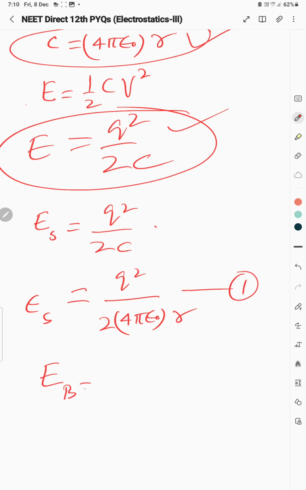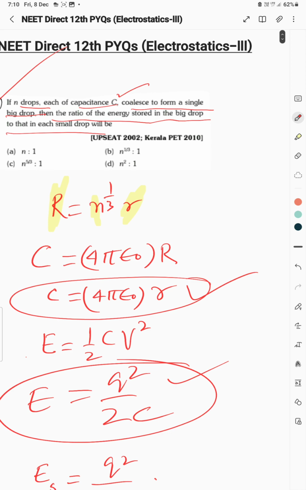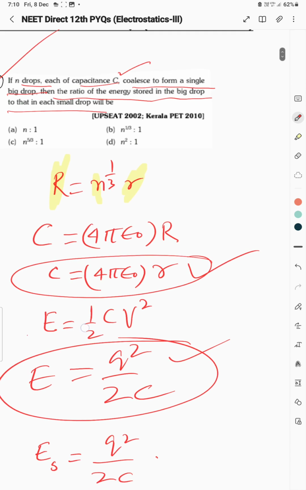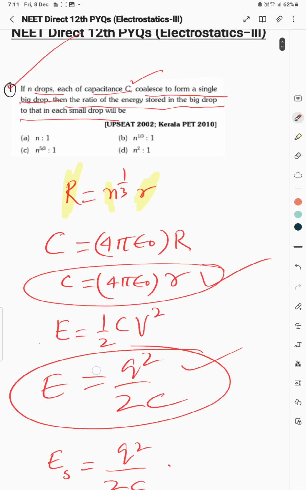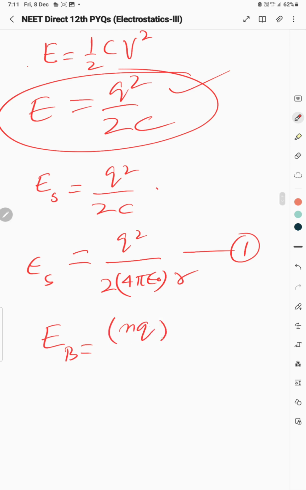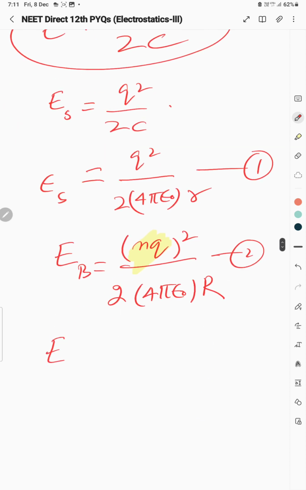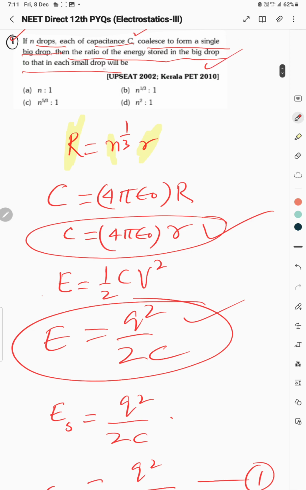Now energy of the big capacitor. One single capacitor, the tiny droplets which are behaving like capacitors. When I say capacitor, I mean those tiny droplets. One single capacitor made from the droplet has a charge Q. So N will be having charge NQ. So I must write NQ whole square because this is the total charge, right? This is the total charge. When they combine, the charge becomes N times Q, so the energy is NQ whole square by 2 into 4 pi epsilon naught into capital R. Now you have to find the ratio of the big to the small.